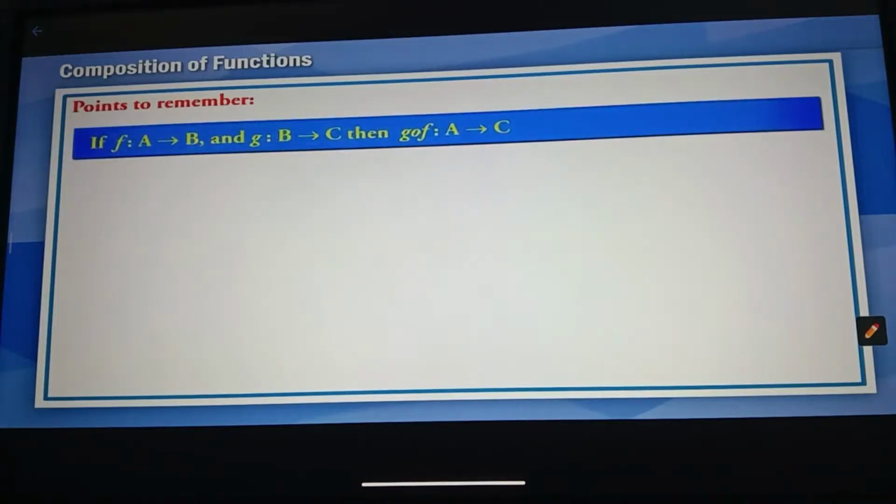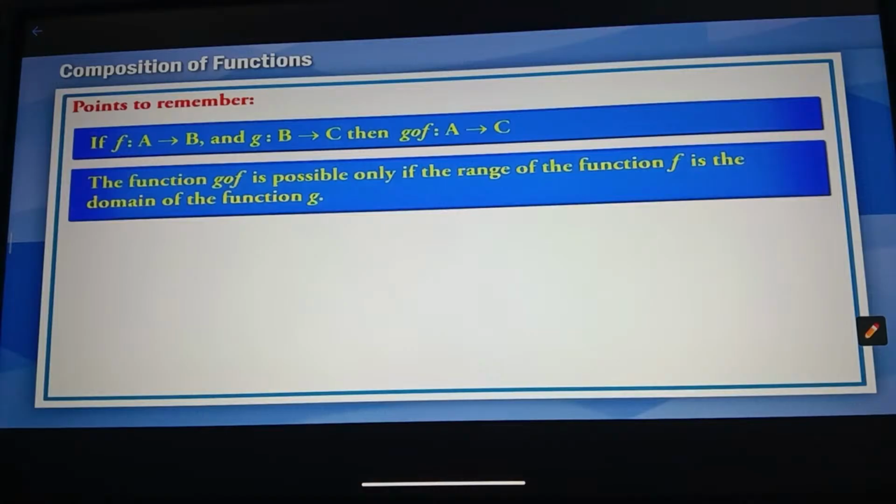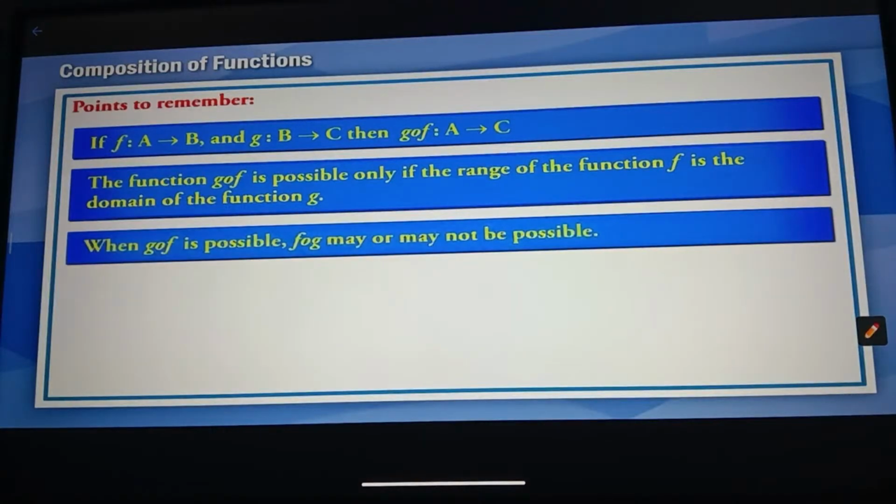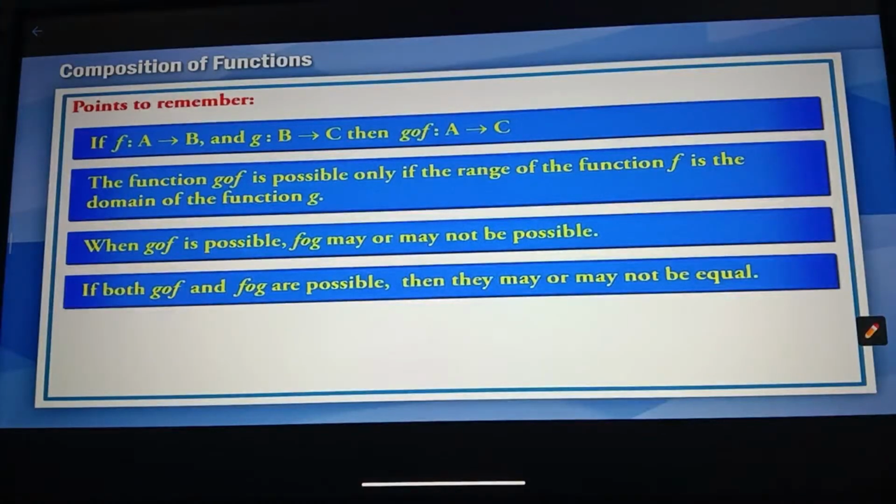Let us now study some important points while forming a composition of two functions. If f is a function defined from A to B and g is a function defined from B to C, then the composition of f and g is the function defined from A to C. The function g circle f is possible only if the range of the function f is the domain of function g. When g circle f is possible, f circle g may or may not be possible. If both g circle f and f circle g are possible, then they may or may not be equal.